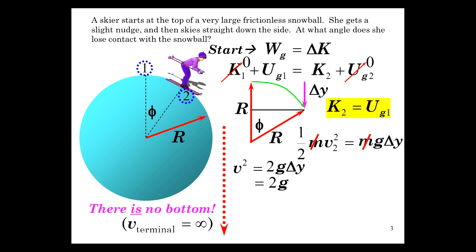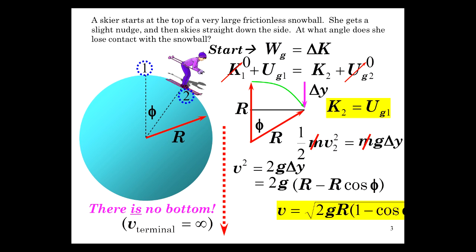So that's 2g times, well, what is delta y? It's this quantity here. So it's radius r minus this part of radius r. So that'd be r minus this. But what is this? Well, this is just r times cosine of theta. So we have r minus r cosine of theta. And we have then our equation for speed at the point in question, which we don't know where it is yet, but that speed is going to be the square root of 2gr times 1 minus cosine of phi.